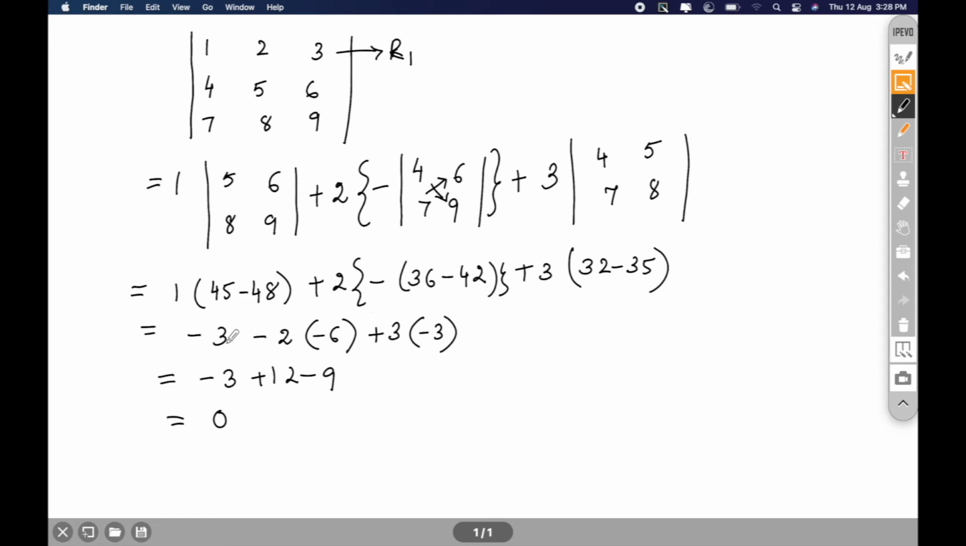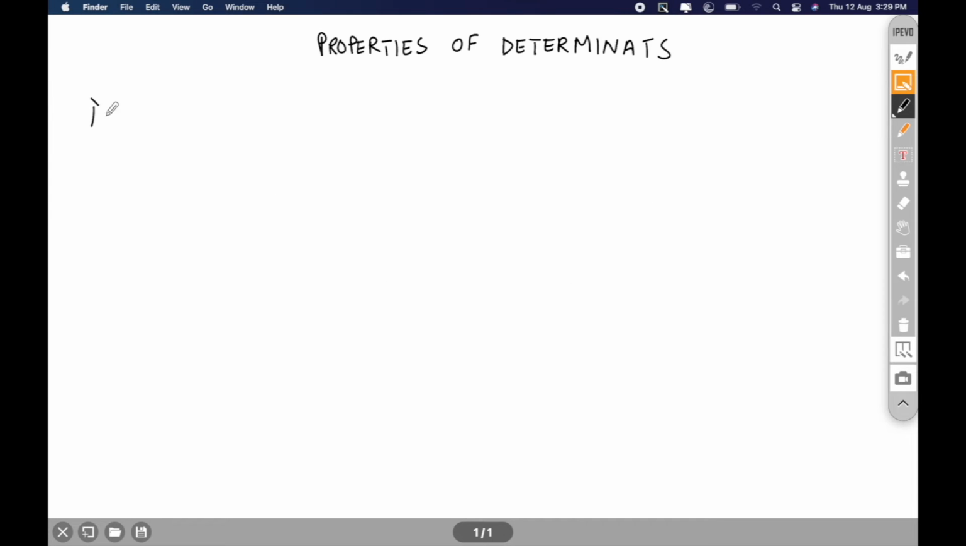Now some properties of determinants. Let us discuss some properties of determinants. The first property of determinants tells that the value of a determinant remains unaltered when all the rows and columns are interchanged. So here I am considering a determinant with 9 elements, that is a third order determinant, P, Q, R, X, Y, Z. Now if I interchange the rows and columns, the new determinant would look like this.